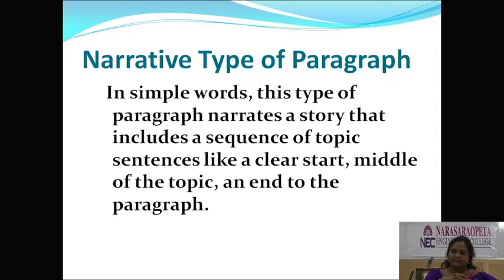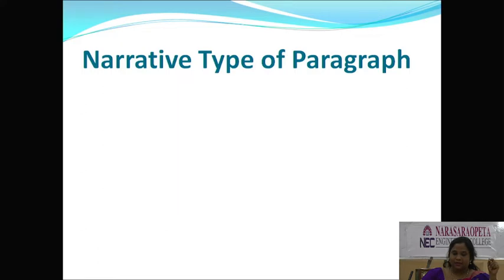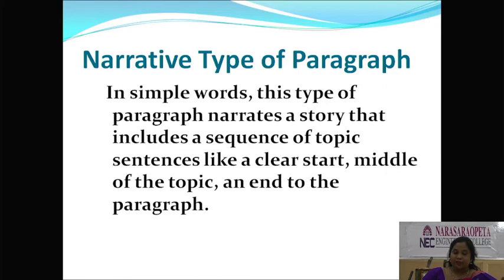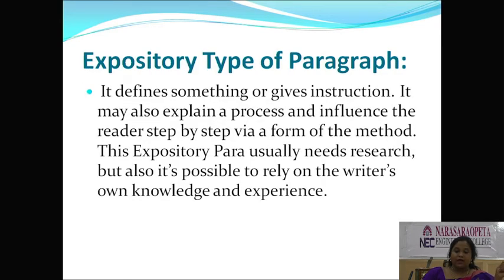In this narrative type of paragraph, make sure that you use simple words, and it includes a sequence of topic sentences: you need to have a clear start, and you need to have the middle of the topic, and at the end you're going to conclude. Okay? So I hope you are clear with the descriptive type of paragraph, that is the first one, and the second one is narrative. The third one is the expository type of paragraph. Now what is this type of paragraph? It defines something or gives instruction. It may also explain a process and guide the reader step by step via a form of method.